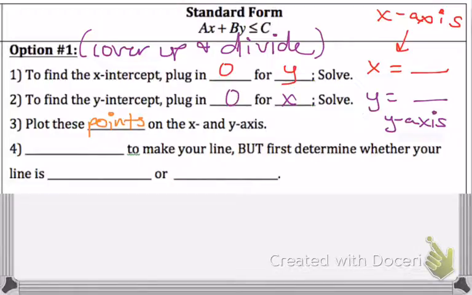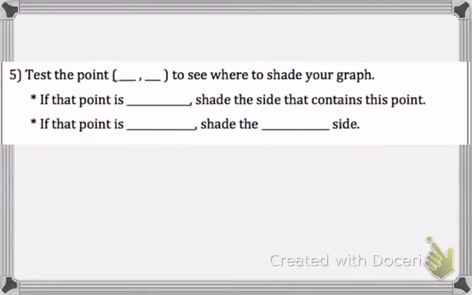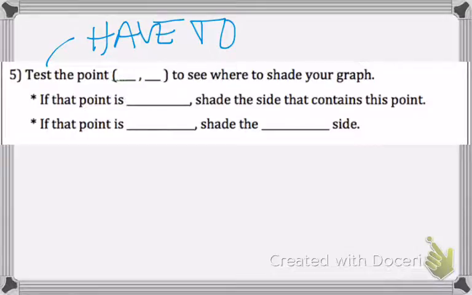So then the last step is the same as with the slope-intercept form: connect them, but we also still need to determine whether my line is solid or dotted. I think I wrote those backwards last time, so be careful. So less than or equal to, greater than or equal to would be solid. Same thing as a closed circle, included. Less than, greater than, same thing as an open circle. So then what we have to do this time, so this is a have to. You can't use the inequality.